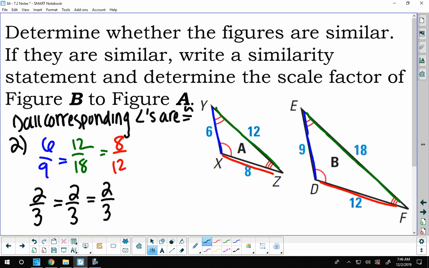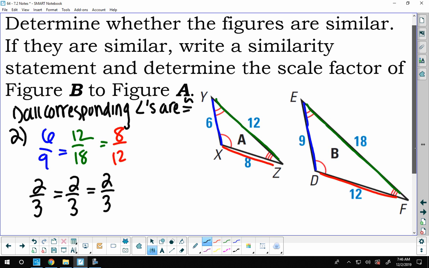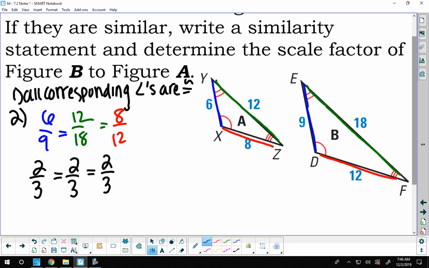So if they are similar, which they are, because all corresponding angles are congruent and all corresponding sides are proportional, we can write a similarity statement. So triangle XYZ is similar, I almost wrote the congruent symbol out of habit, so similar to triangle, since we went X, Y, Z, 1, 2, 3, we want to do that again. So similar to triangle D, E, F, 1, 2, 3. So D, E, F.